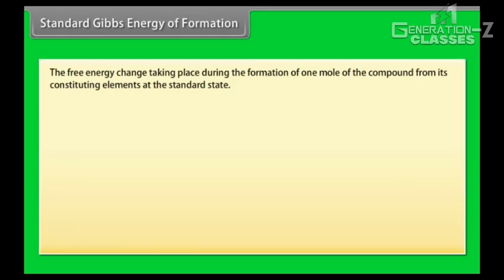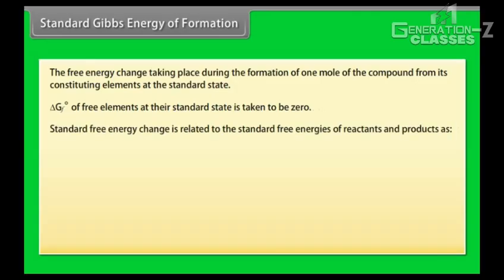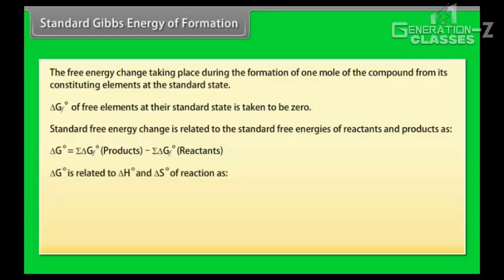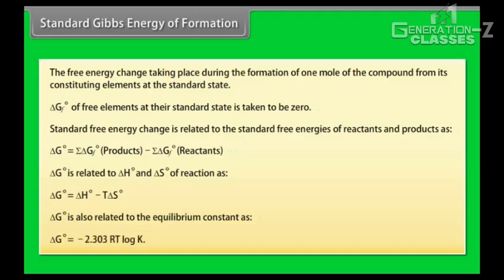Standard Gibbs energy of formation. The free energy change taking place during the formation of 1 mole of the compound from its constituent elements at the standard state. Delta G_f naught of free elements at their standard state is taken to be 0. Standard free energy change is related to the standard free energies of reactants and products as delta G naught is equal to the summation of delta G_f naught of products minus the summation of delta G_f naught of reactants. Delta G naught is related to delta H naught and delta S naught of the reaction as delta G naught equals delta H naught minus T delta S naught. Delta G naught is also related to the equilibrium constant as delta G naught equals minus 2.303 RT log K.